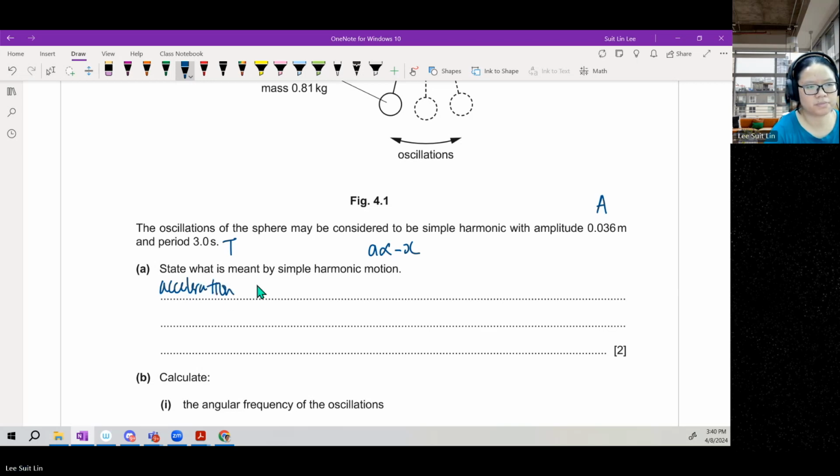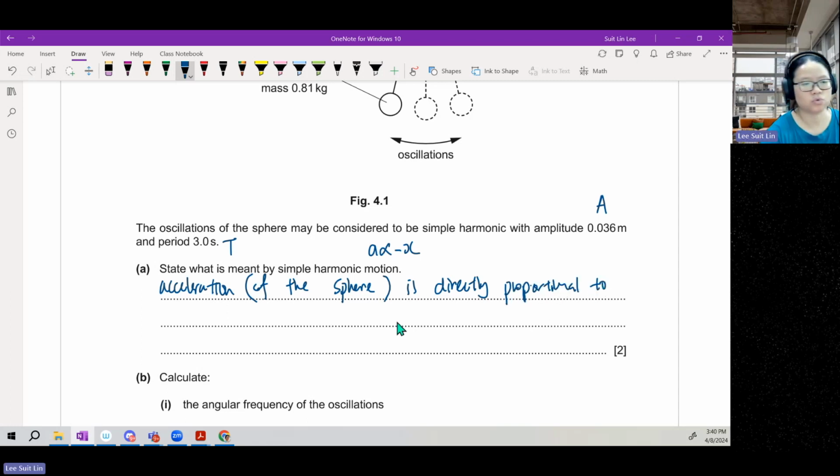Acceleration of the sphere. I try to write down something that is related to the question, although it's not necessary. Okay. Is directly proportional to its displacement. And the second point is this acceleration is negative, right? Is always opposite direction to displacement.